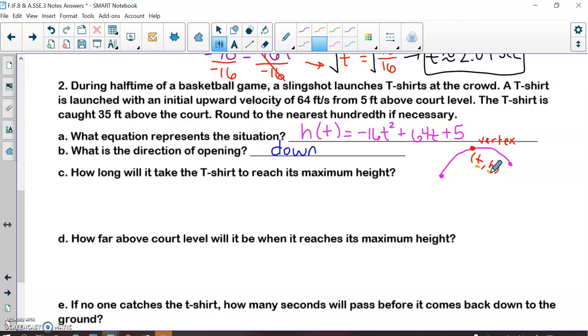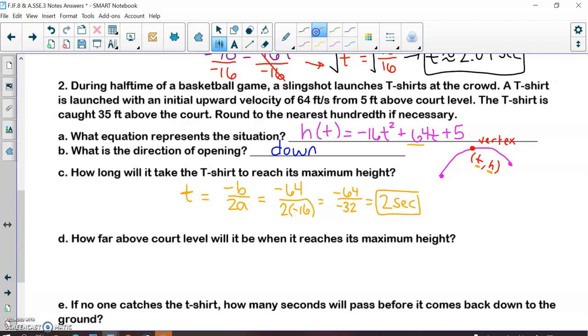So remember, to find the x value of your vertex, you do x is equal to negative b over 2a. In this situation, we don't have x, though, we have t. So I'm going to do t is equal to negative b over 2a. And in my equation, my negative b would be negative 64. And then 2 times my a value, which my a value is negative 16. So I really have a negative 64 over a negative 32, which when I do that division, I get 2 seconds. So now it's asking, what is the maximum height?